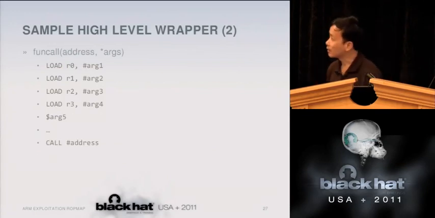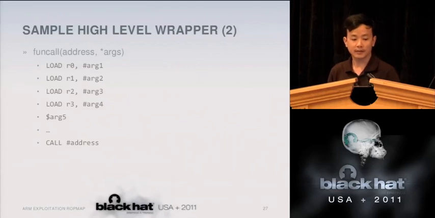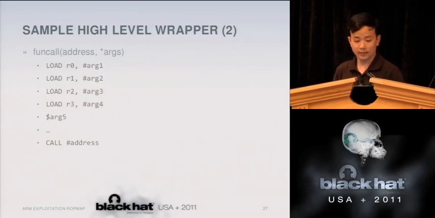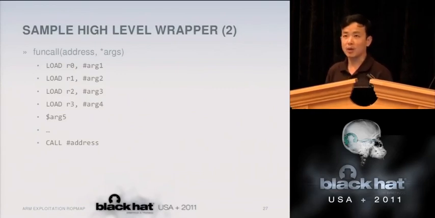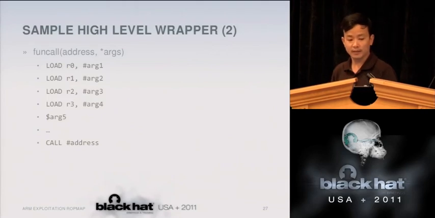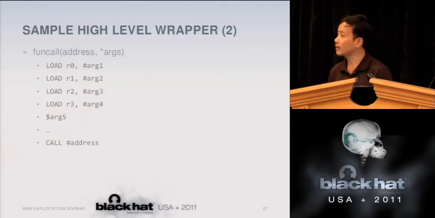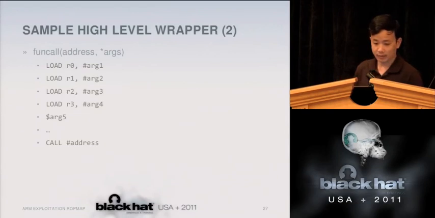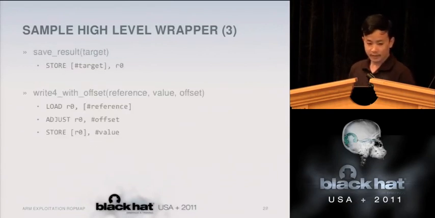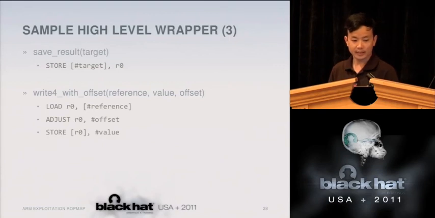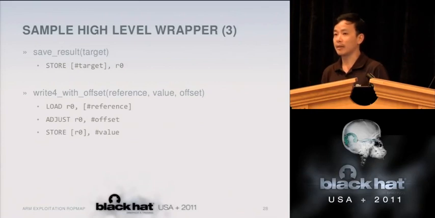You can write a high-level wrapper for function call, where you load arguments to registers. If there are more than 4 arguments, the 5th argument will go to the stack, and at the end you call the function address. That's all for the shellcode. You can also write a wrapper for, let's say, shell execution from a function call to some memory, or doing repeated writes every 4 bytes to a memory region.